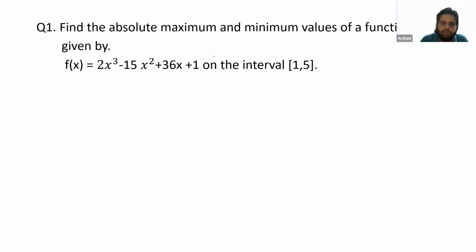Now this question. We need to find the absolute maximum and minimum. So absolute is also the same thing. You need to find the maximum and the minimum value of the function. You have this interval 1 and 5, from 1 to 5. So first find the critical points. Everyone, please complete this and tell me what critical points you're getting.